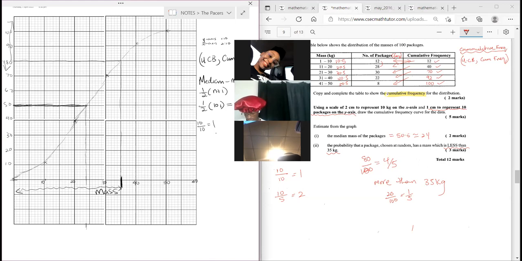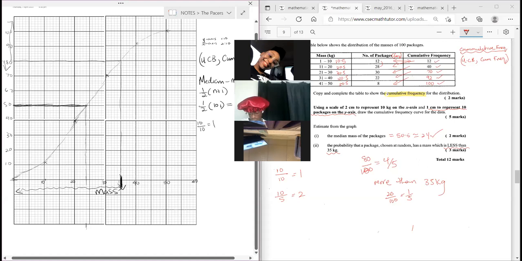And then the probability that a package chosen at random has a mass which is less than 35 kgs, we know that probability is a fraction, but it's not just 35 over 100. We go to 35 on our graph in the mass, which is right here. We go up to the graph and we go across to find the cumulative frequency, which is 80. So 80 and below. So 80 is the frequency for the mass that is less than 35. So we put 80 over 100.